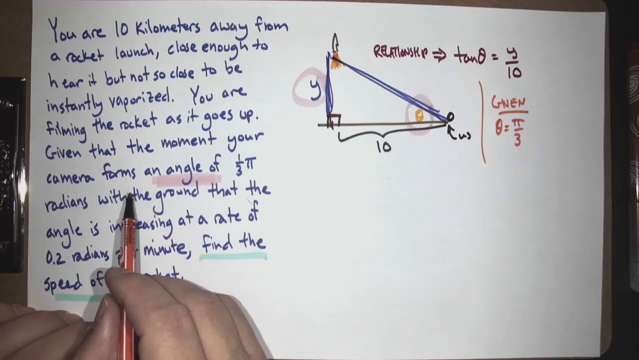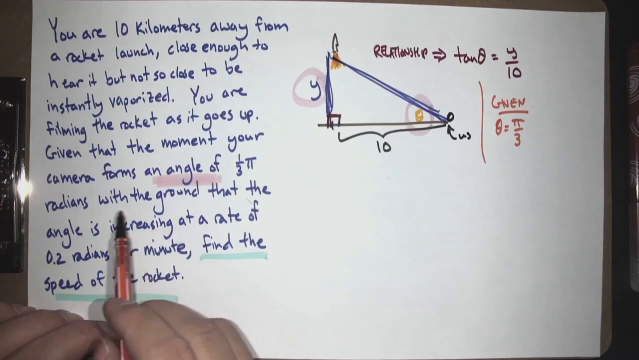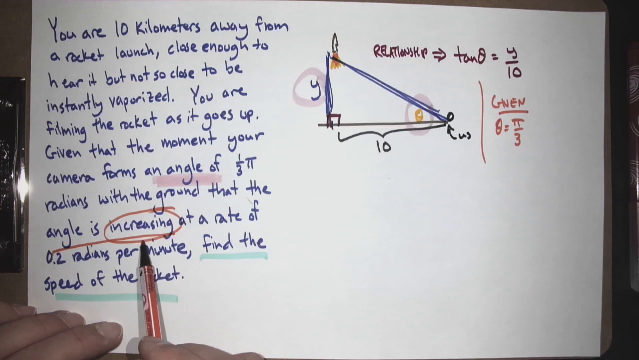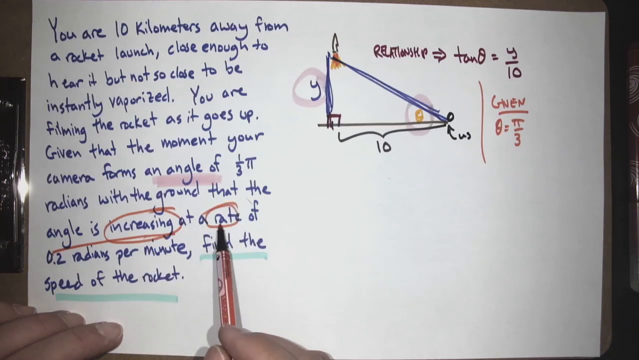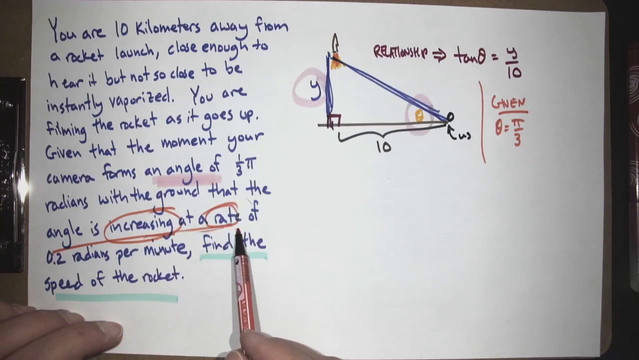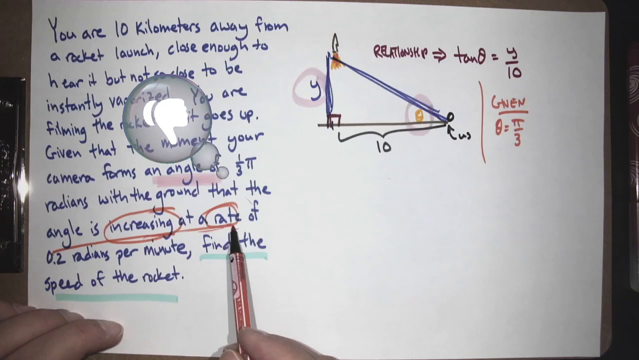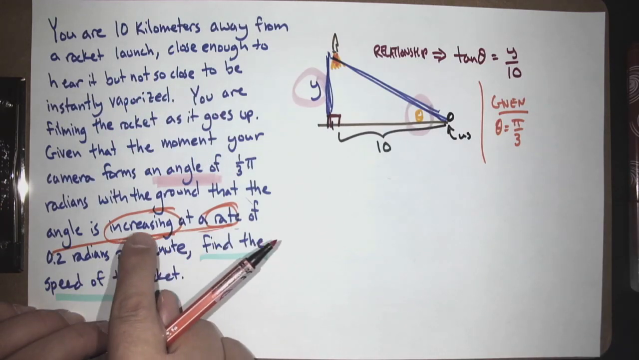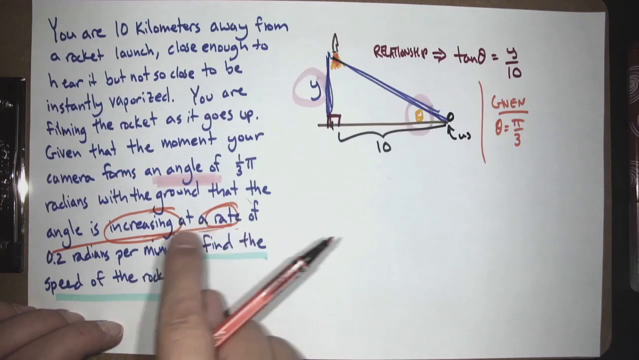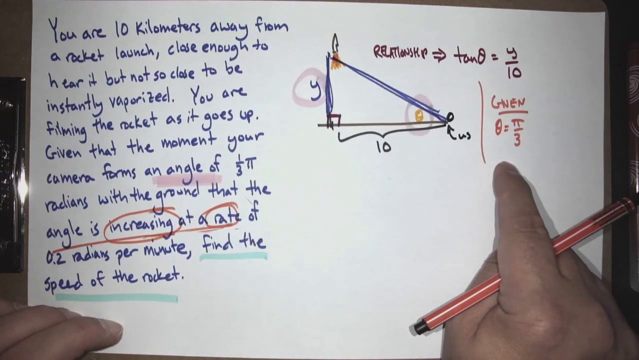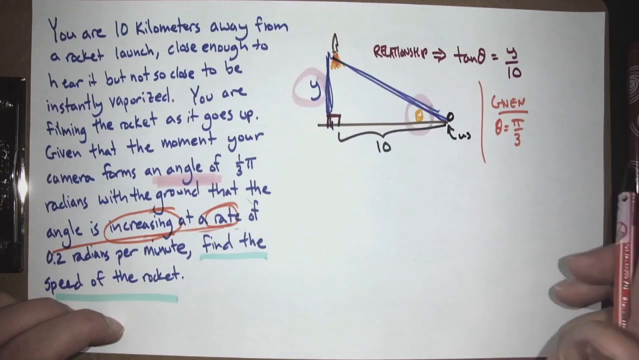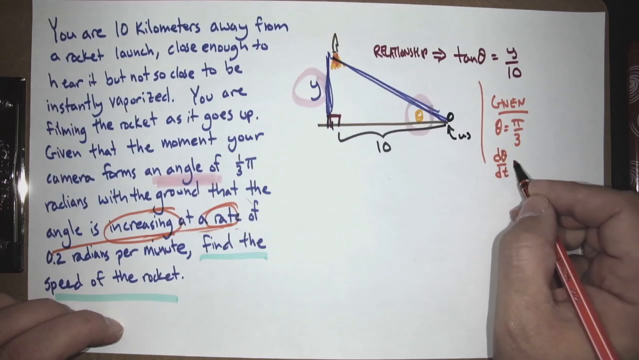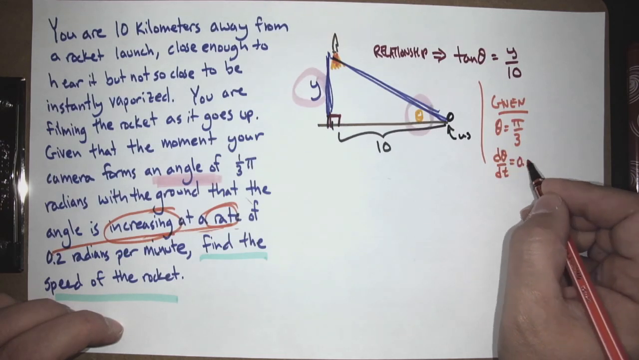Right. So there's an angle, and the angle is increasing. Increasing is code for derivative, or so is rate. So we have these phrases. We look for a derivative, 0.2 radians per minute. So this angle increasing at a rate of 0.2 radians per minute, how do we write it in our notation? d theta dt, how the angle is changing, is equal to 0.2.